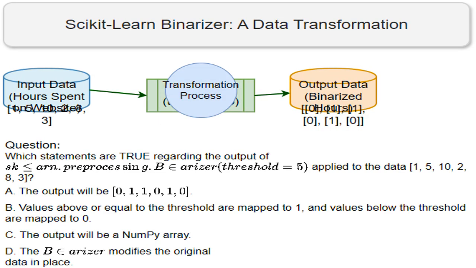This option correctly states that the output of the binarizer is a NumPy array. NumPy is a powerful Python library for numerical computation, and scikit-learn relies heavily on it for efficient data manipulation. The result of the binarizer will be a structured array compatible with other scikit-learn functions.